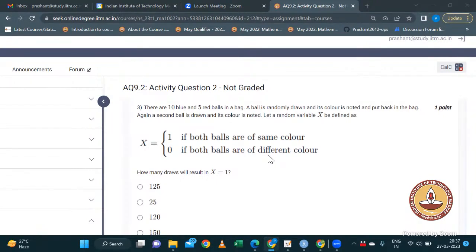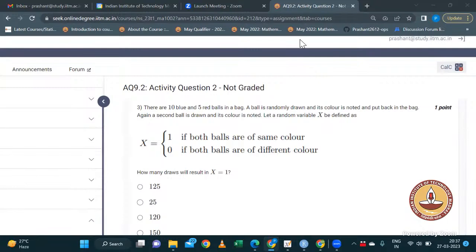Actually, sir, I tried, like 10 blue and 5 red balls. So we have 15 balls. Yeah, if both are the same color, then X is equal to 1, and if both are different colors, then 0. So we need to find out what X equals. The answer is 125. One second, Chetan.